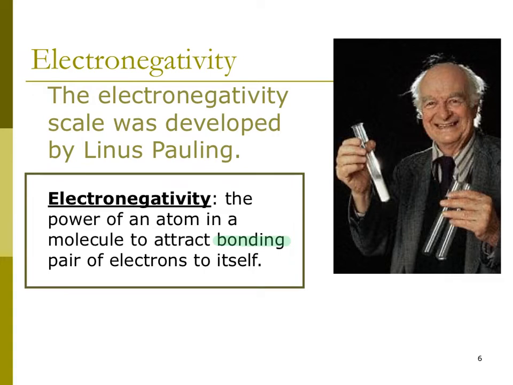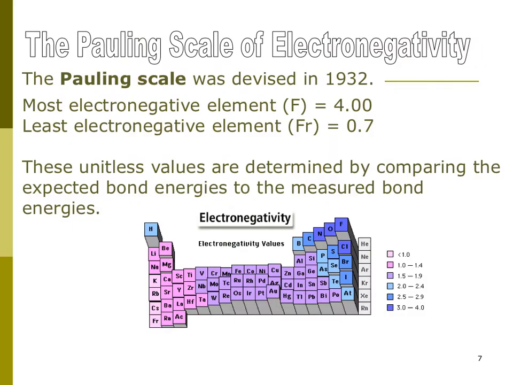We can actually quantify this thanks to someone named Linus Pauling. The Pauling scale goes as high as 4 all the way up in the corner by fluorine, and it goes as low as 0.7 on the opposite corner down by francium. Notice that the noble gases are not part of the Pauling scale since they don't enter bonds and therefore would not have a quantifiable bonding energy.